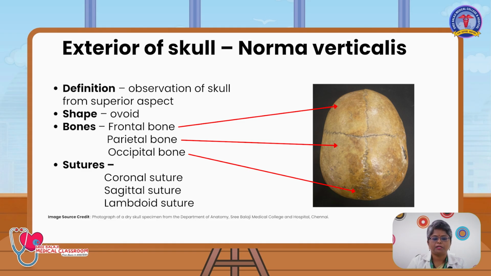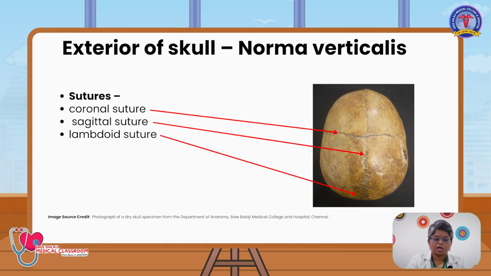What are the bones that form the norma verticalis? The frontal bone, which is found anteriorly, the occipital bone, which is found posteriorly, and the two parietal bones, which lie on either side of the midline. The junctions of the bones are called sutures, which are fibrous in nature. The sutures are immovable joints, and the sutures observed in norma verticalis are the coronal suture, between the frontal and the parietal bones, the sagittal suture, between the two parietal bones, and the lambdoid suture, between the occipital and the two parietal bones.